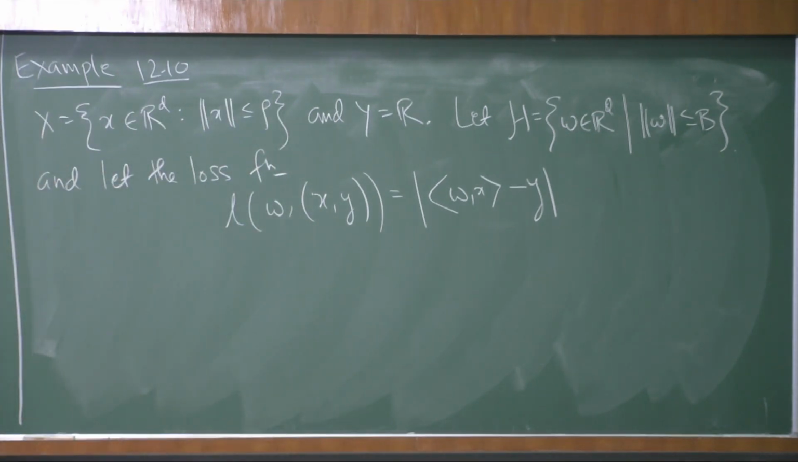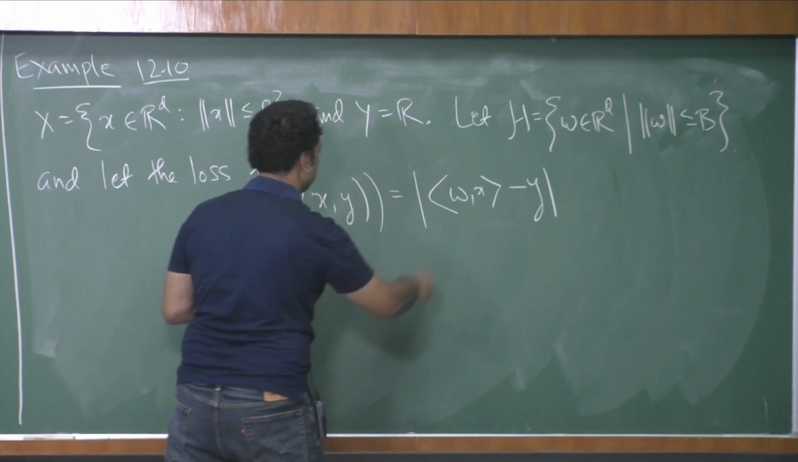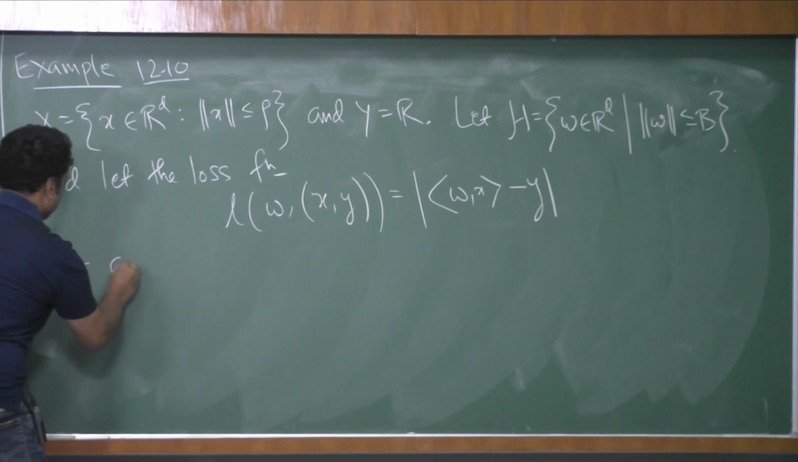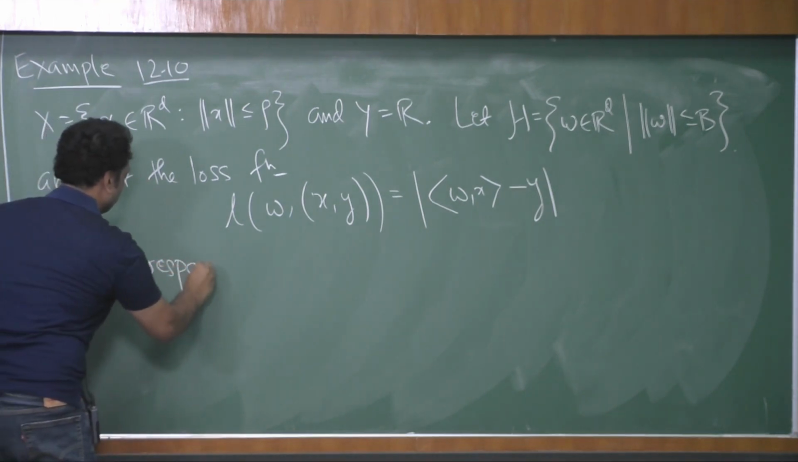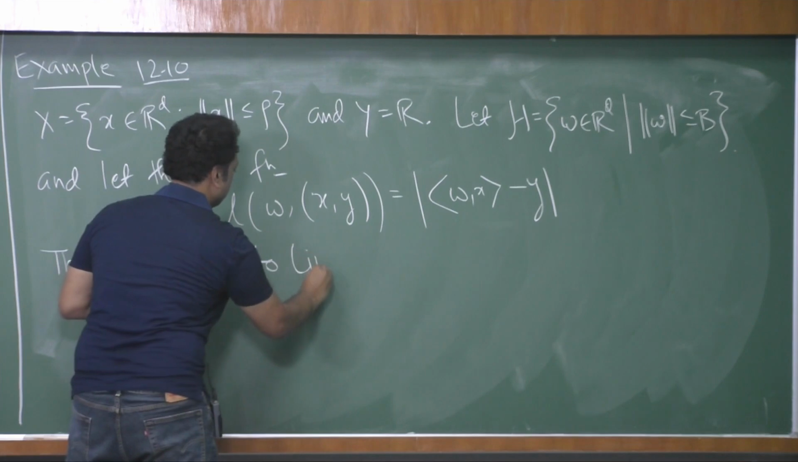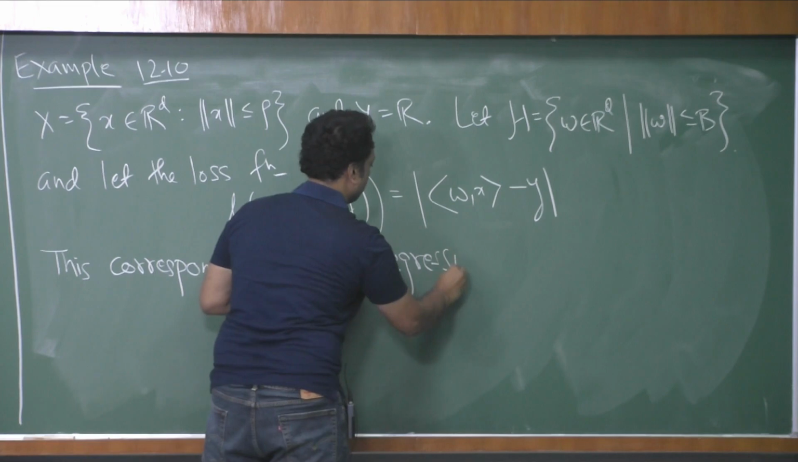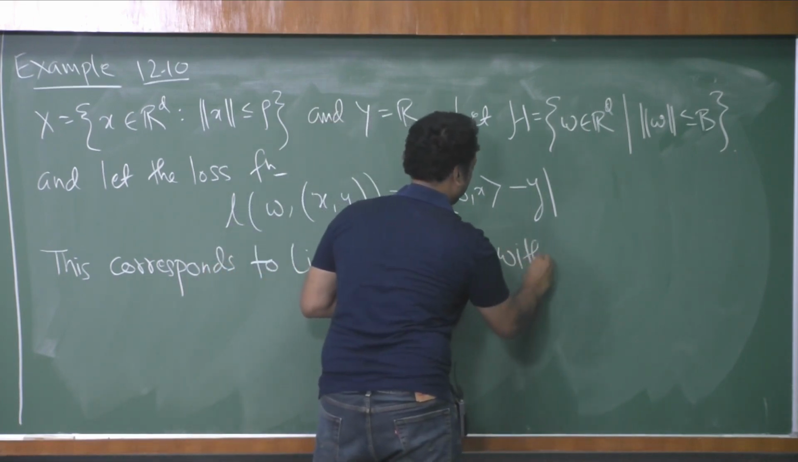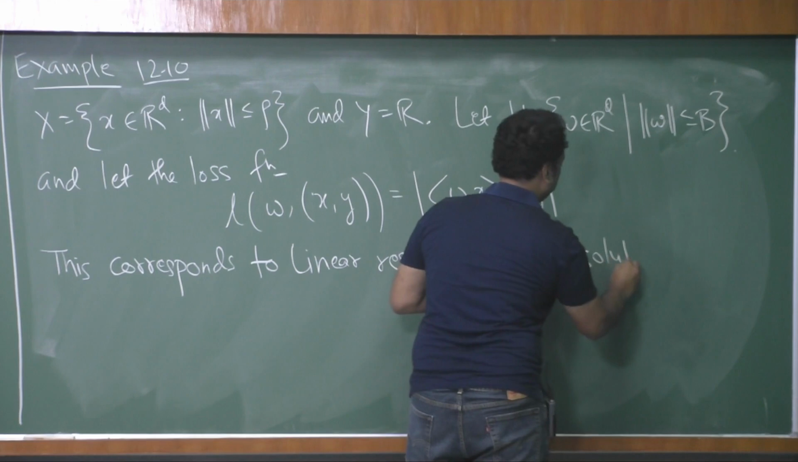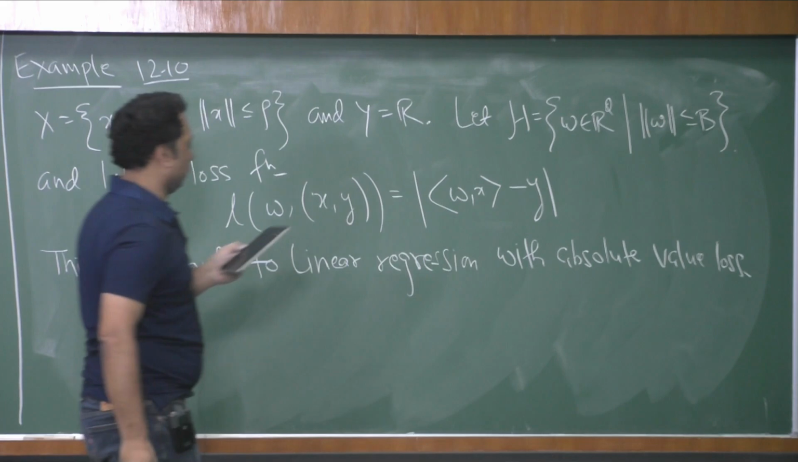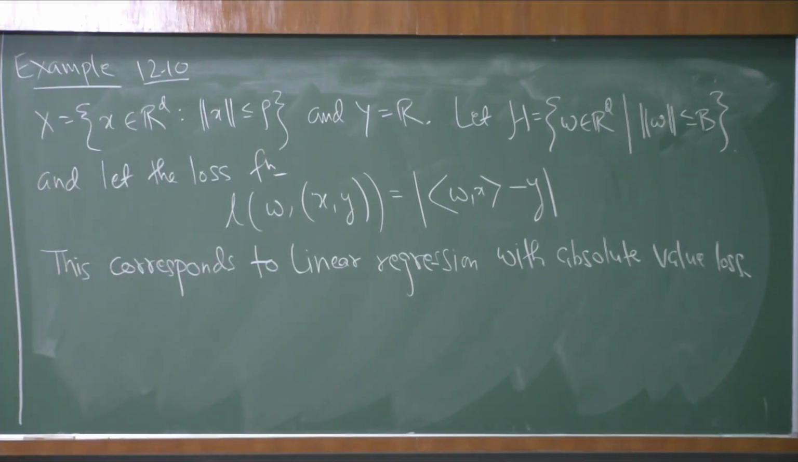And indeed this corresponds to the regression problem, but the difference here is that we take the absolute value of the loss. Okay, so this corresponds to regression with absolute value loss. So that's the absolute value loss we have.